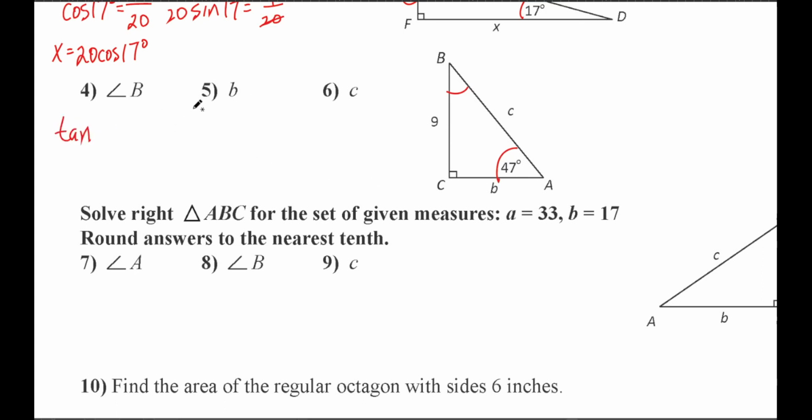So oops, I should have put it here. It doesn't matter. This is for number 5. So the tangent of what? 47 equals opposite. I'm just going to do one of these. Then we just need to move on.